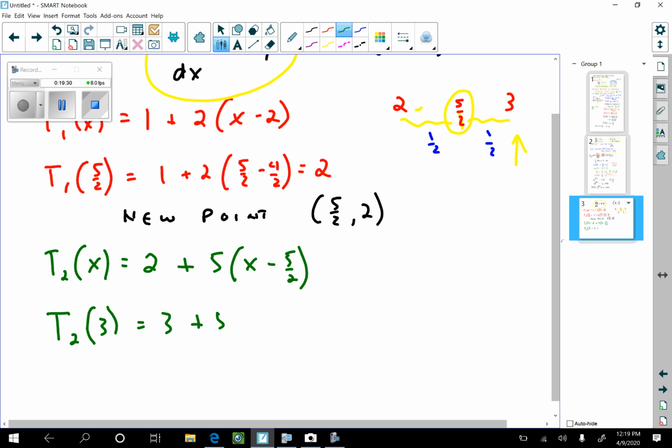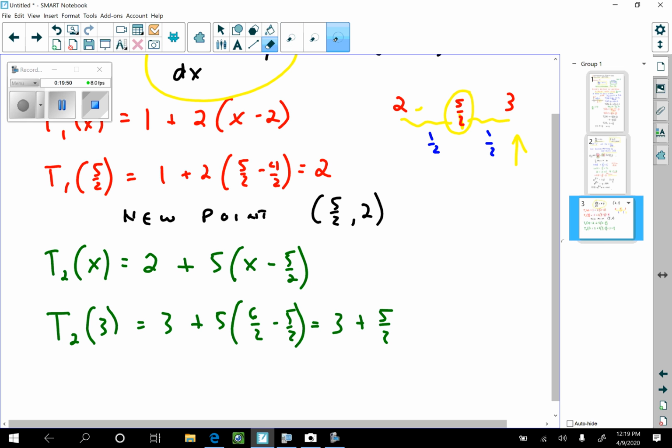3 plus 5 times 6/2 minus 5/2. 6/2 minus 5/2 is 1/2. So this is going to be 3 plus 5/2. Pardon me, I don't know why I automatically just changed that to 3. That was kind of freaky. So it's going to be 2 plus 5/2, and if I'm not mistaken, 4 halves plus 5 halves is 9 halves. So now I have, using Euler's method, y of 3 is equal to 9 halves.